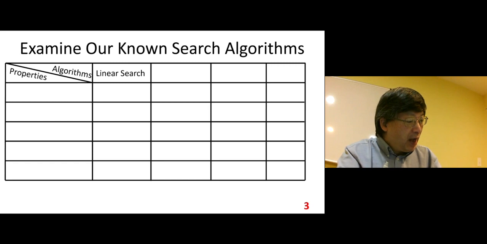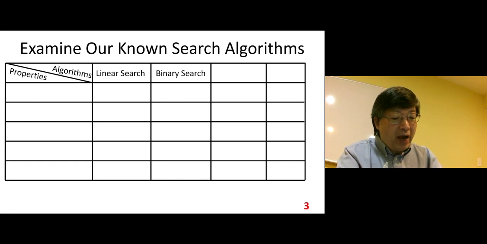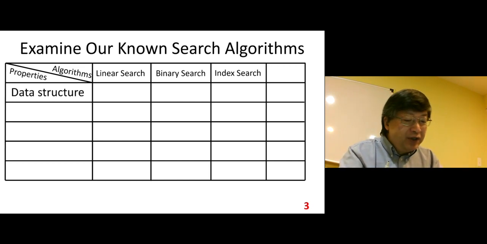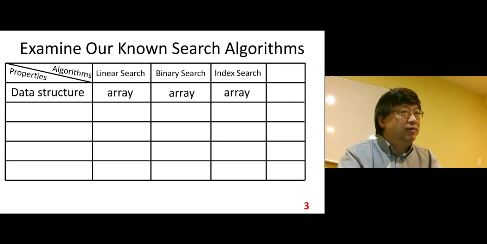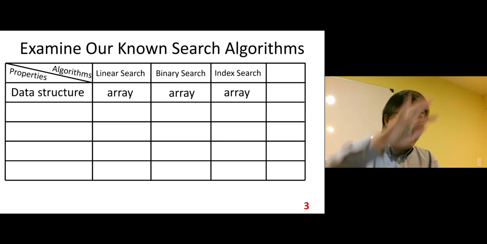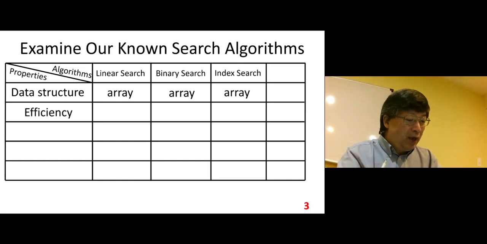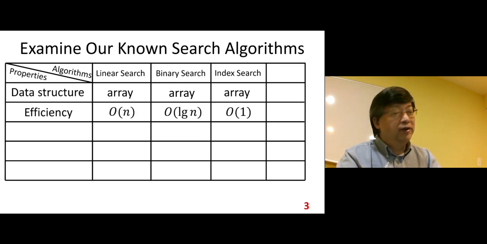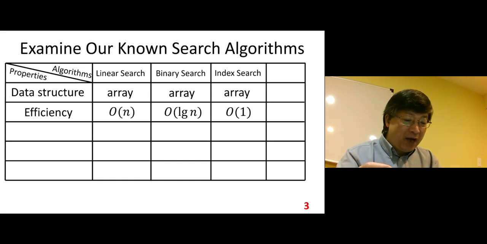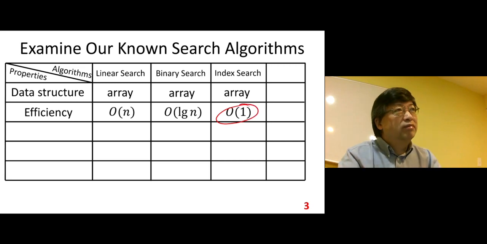Properties, algorithms. The algorithms so far, we have these three. The data structure: for all these three, we use the array data structure. So simple, straightforward, not much to do, just grab it and use it. Efficiency, I just listed before, these three different categories. So now you can see we set our target on this one.